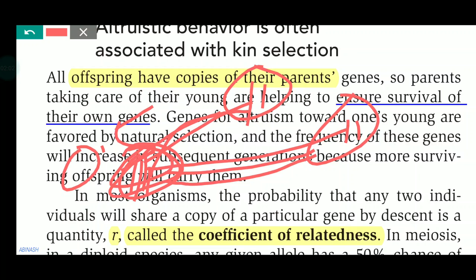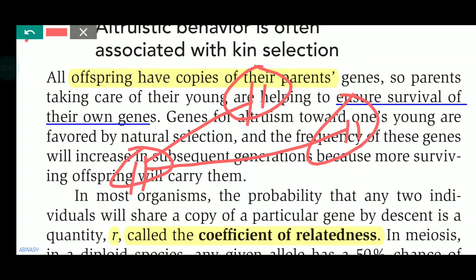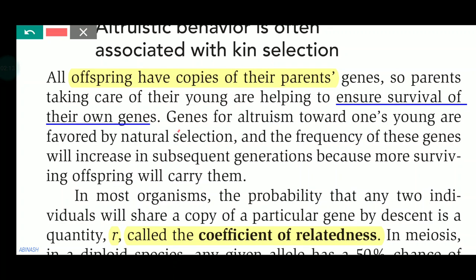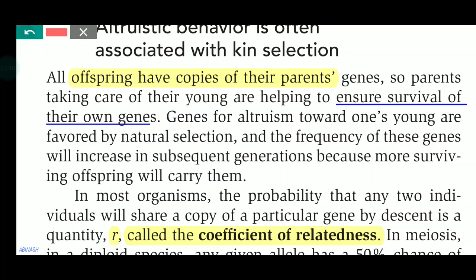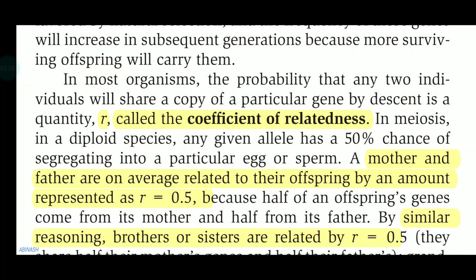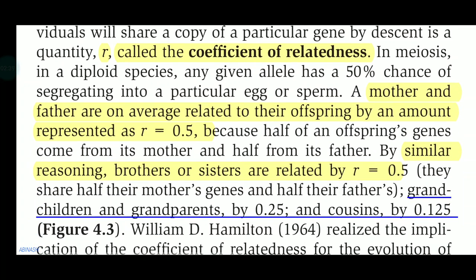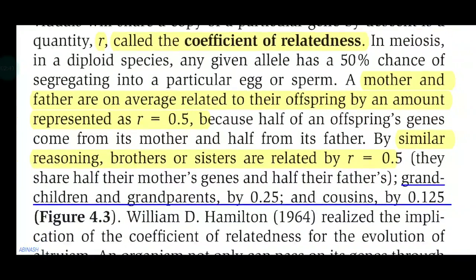Okay, so about 0.5 is the relatedness of that offspring towards the mother or father. Similarly, the relatedness of this offspring towards its brother and sister is also 0.5, because they possess similar types of genes from the common mother and father. So the relatedness of this offspring is 0.5 in all these cases. This is what is written as the coefficient of relatedness: mother and father 0.5, similarly brother and sister 0.5.